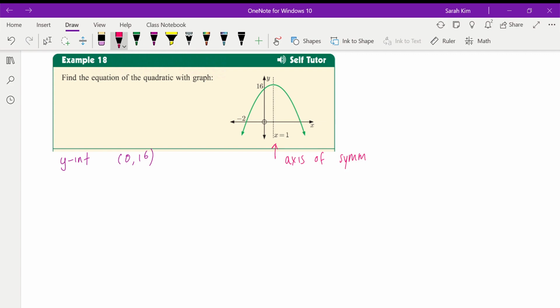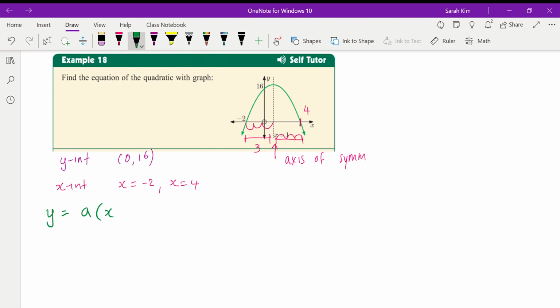So from -2 to 1, there's -1, 0, 1. So the distance of this is 3. So if I add another 3 from 1, it'll be 1, 2, 3, 4. So I know that this coordinate is at 4. So I should be able to write another fact. X-intercept is at -2 and 4. So that's something I can deduce from the graph by looking at the axis of symmetry.